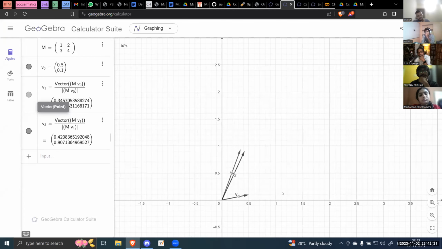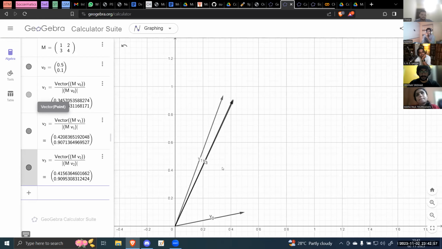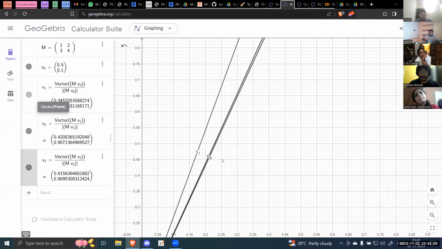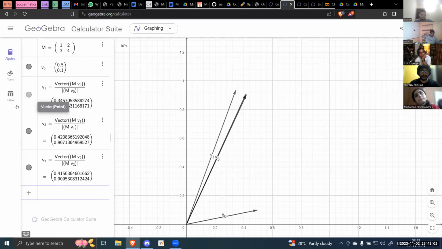Still see V1 V2. Do more, V2 V3 V4 करो. Duplicate input. And what is V4? Maybe I'll change the colors.